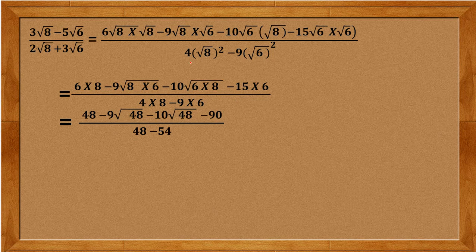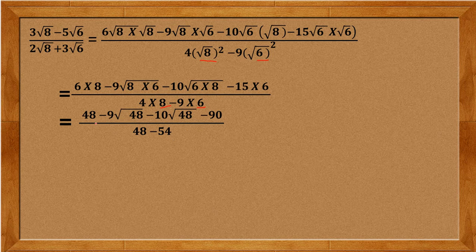Here in the denominator, as we used the identity a square minus b square, this is 2 root 8 whole square, that means 4 into square root 8 whole square, but it is in the square root sign, so it becomes only 8. So here it is 8. Similarly square root of 6 whole square is 6. So here 4 into 8 is 48 and 9 into 6 is 54.